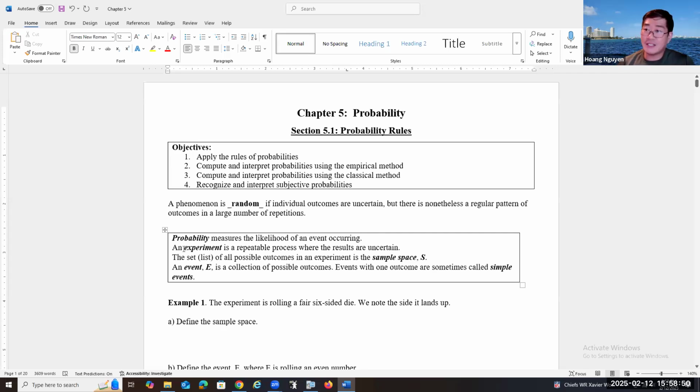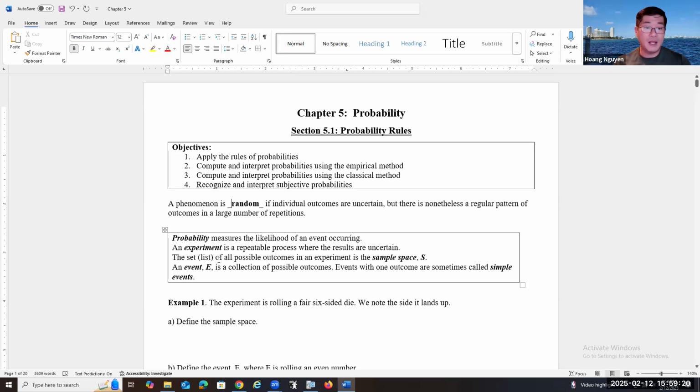The next definition is an experiment. What is an experiment? An experiment is a repeatable process where the results are uncertain. An experiment would be like flipping a coin, drawing a card from a standard deck of cards, or rolling a die. It's a repeatable process because you can repeat it again and again, but the results are not sure. We don't know exactly what the outcome is going to be.